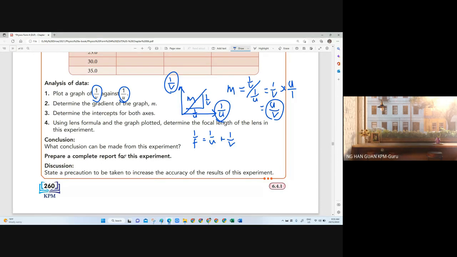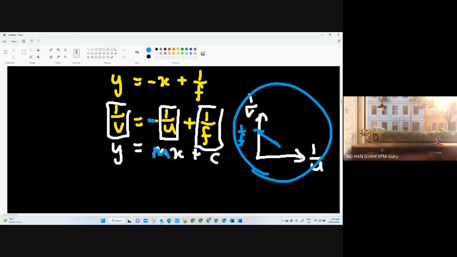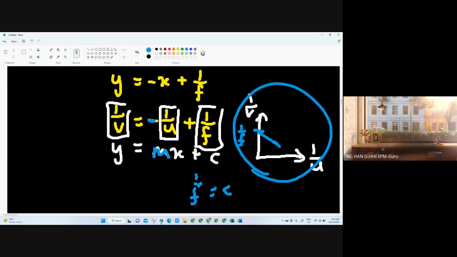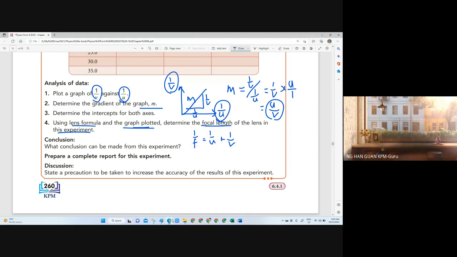Because it's not really asking about that, it says use the lens formula and the graph plotted to determine the focal length for the lens in this experiment. So it's not asking you what the gradient represents, but it asks you to use the graph plot by comparing with the lens formula, as I showed you just now, how we determine the focal length. So by right, you can get the focal length by 1 over f equal to the intercept of the graph. So later on, to get the f, you have to use 1 over the intercept of the graph to get the focal length. Right? So it should be in that way.